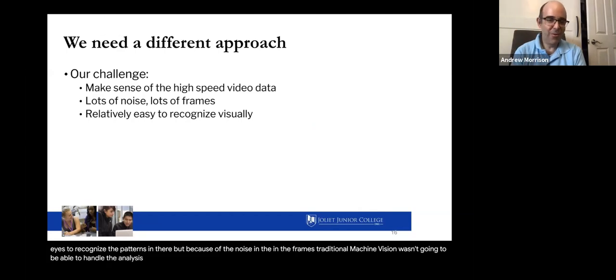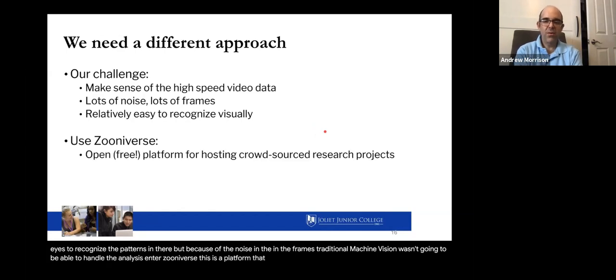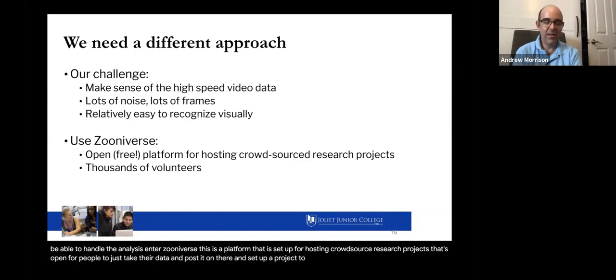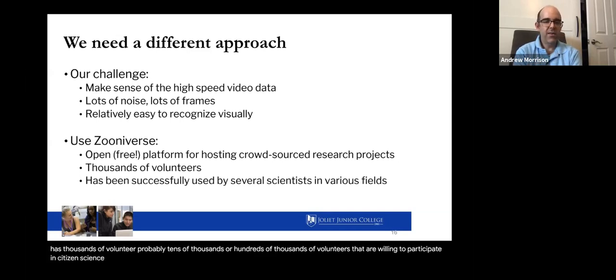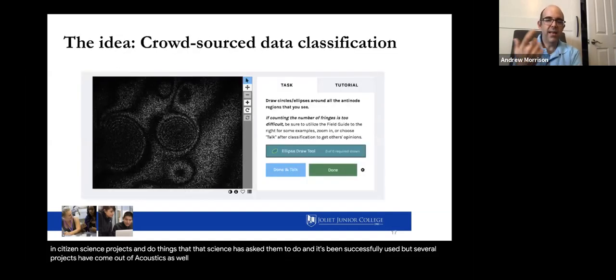So enter Zooniverse. This is a platform that is set up for hosting crowdsourced research projects, that's open for people to just take their data and post it on there and set up a project to invite volunteers. And the Zooniverse platform has thousands of volunteers, probably tens of thousands or hundreds of thousands of volunteers that are willing to participate in citizen science projects and do things that scientists ask them to do. It's been successfully used in various fields, notably in astronomy, but several projects have come out of acoustics as well. And here's the idea. We're going to crowdsource the data classification. We're going to ask people to help us make classifications.